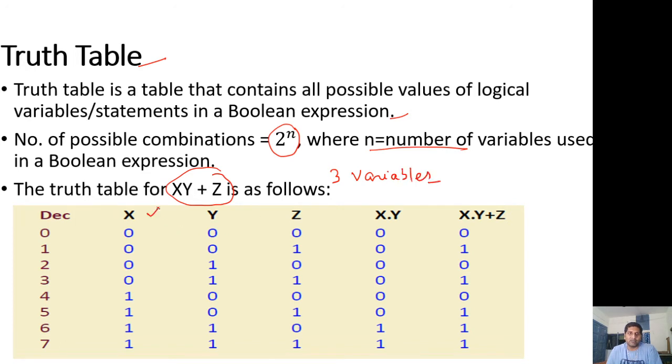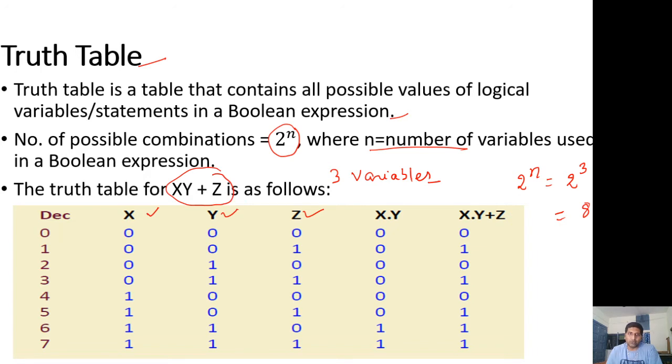The variables are x, y and z. The total number of variations in input combinations is 2 raised to the power n, where n is 3, so 2 to the power 3, and the total is 8. That means rows 0 to 7, with possible combinations 000, 001, 010, 011, 100, 101, 110, 111.